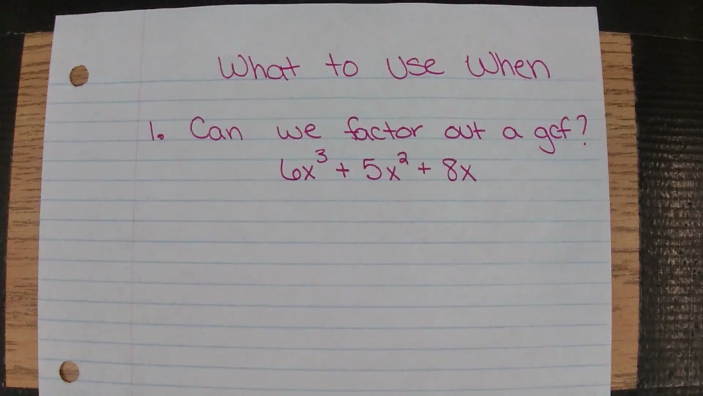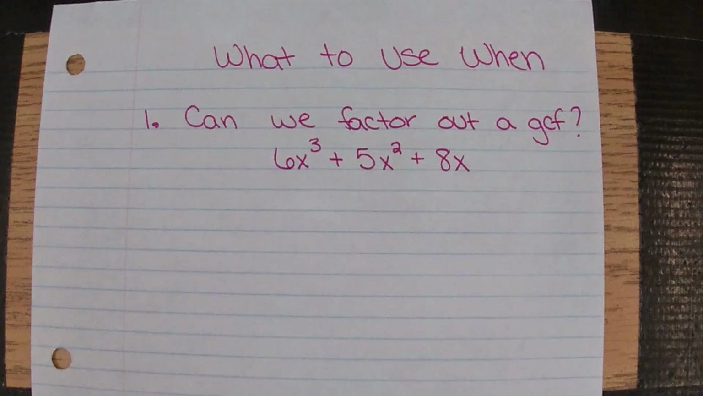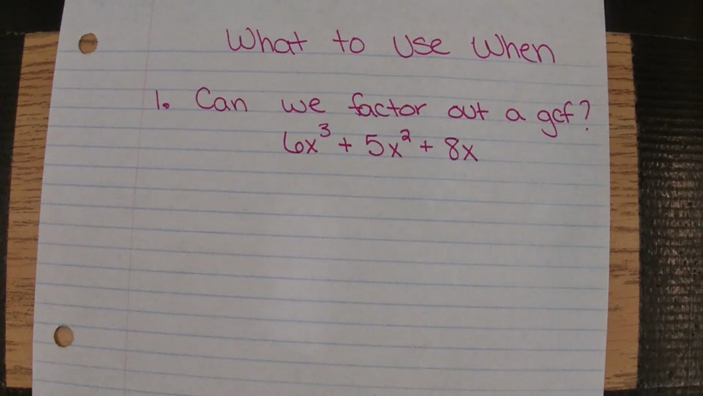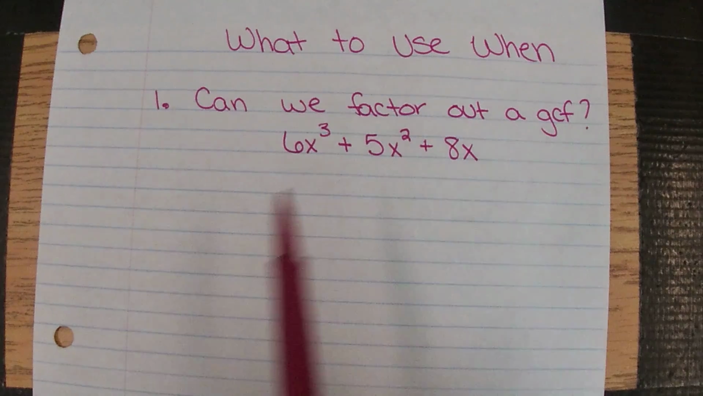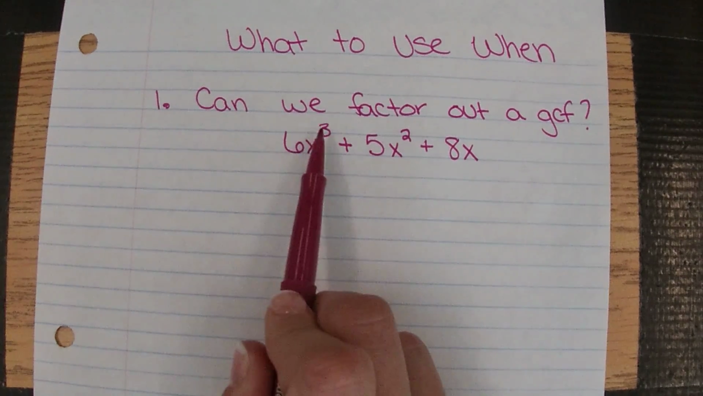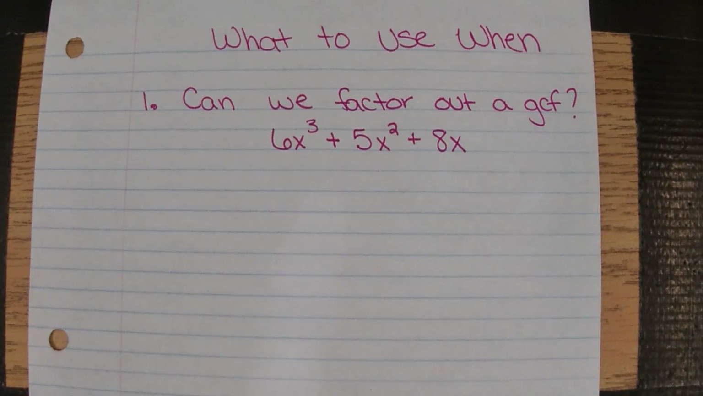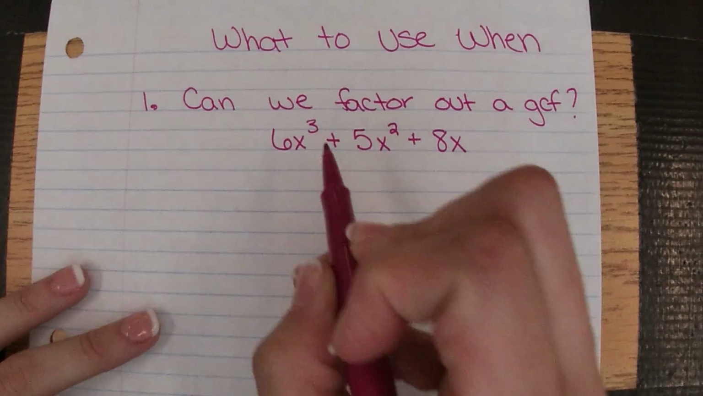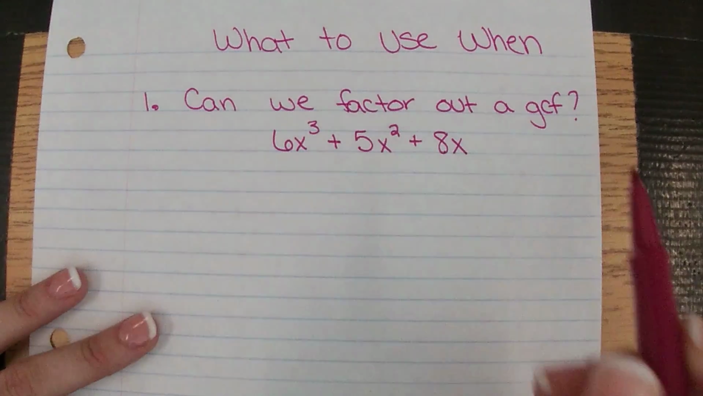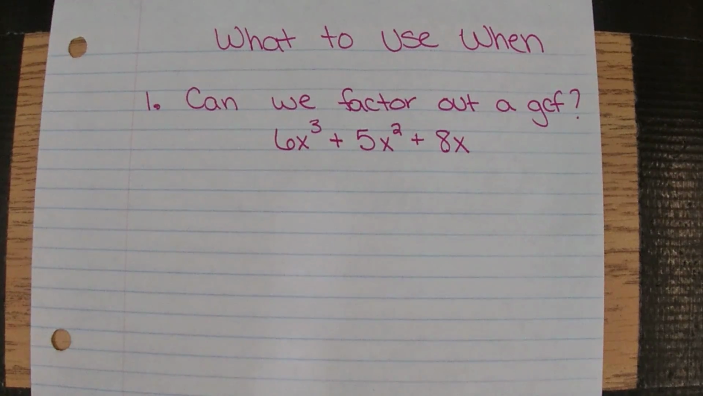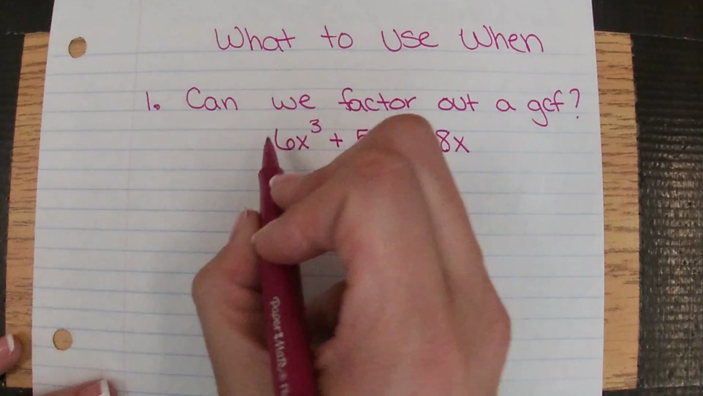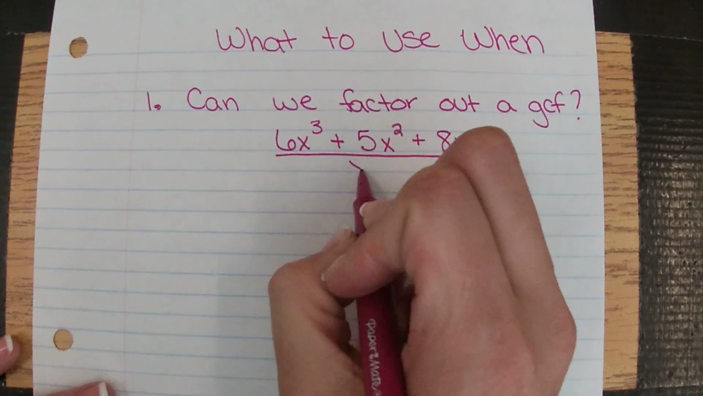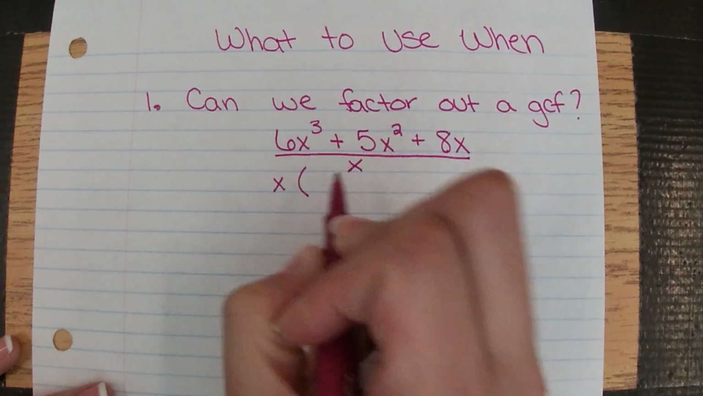Students might look at this and think, okay, I see 3 terms, I should do 6 times 8. But again, this isn't matching the format of ax squared. So always check for that GCF first. If we look at this, 6, 5, and 8 don't have anything that will go into all of them, but they do all contain an x, and so we can factor out a GCF of x.